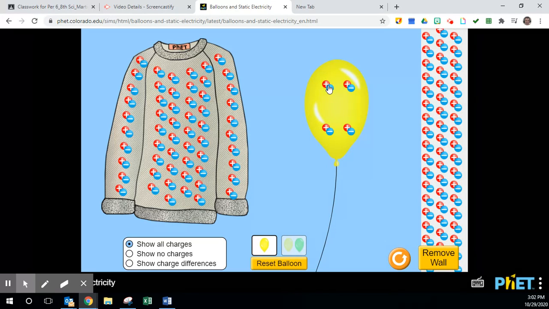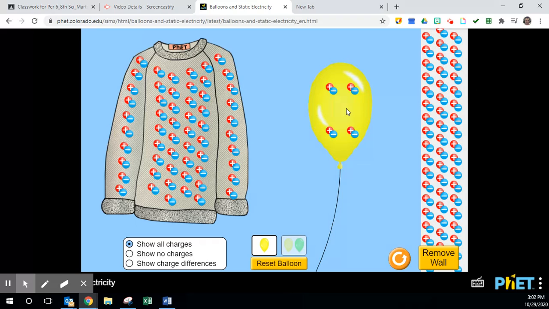And if you think back to what an atom is made out of, atoms are made out of protons, which are positively charged, electrons, which are negatively charged, and neutrons, which have no charge at all. So this balloon in particular right now has four positively charged protons and four negatively charged electrons. So this is a neutral object because the protons and electrons are equal.